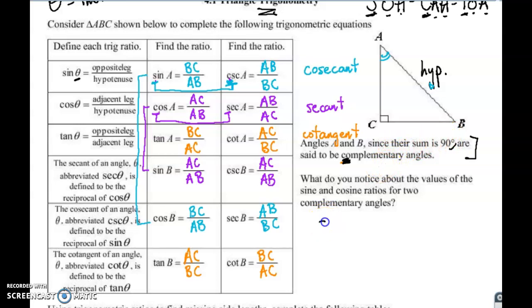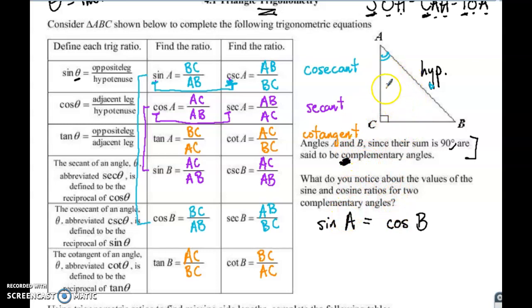That the sine of A, and if you look at the cosine of B, maybe I should have color-coded this, but they both equal the same ratio, BC over AB. So what can we deduce about the two of those things? They are equal to each other. And that's where we get this phrase of sine and cosine, because they are complements of each other.